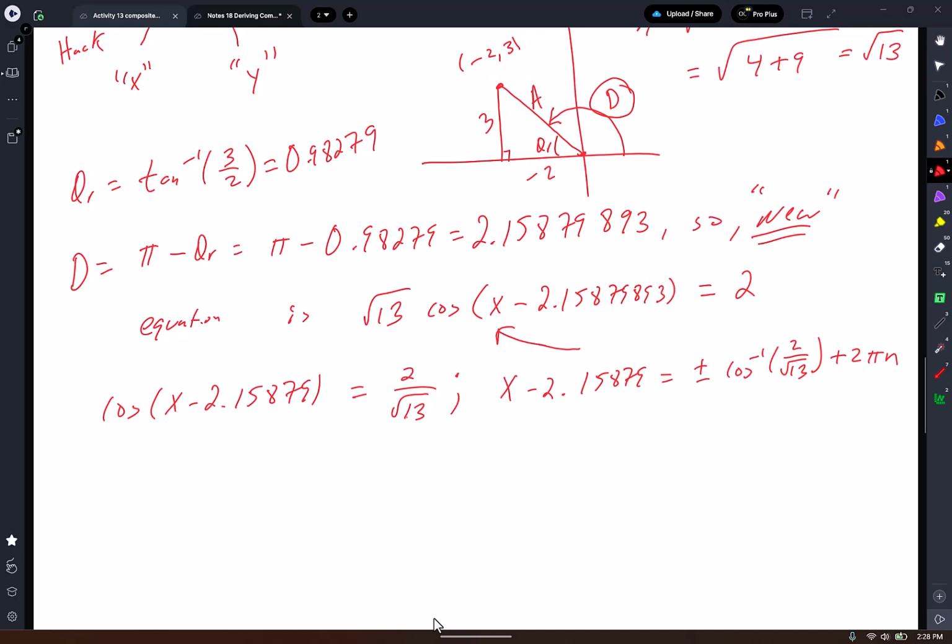And then my last move. Chop, why did you put plus or minus this time? Because 2 over square root of 13 is not a perfect coordinate like square root of 3 over 2, or a half, or square root of 2 over 2. So since I don't know what this is, I just put plus or minus in the front to take care of both of them. How do I get x by itself?